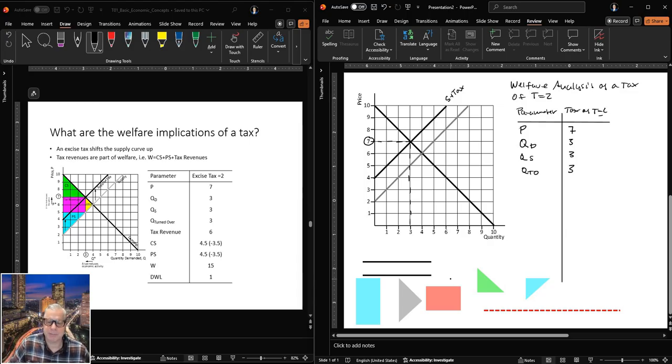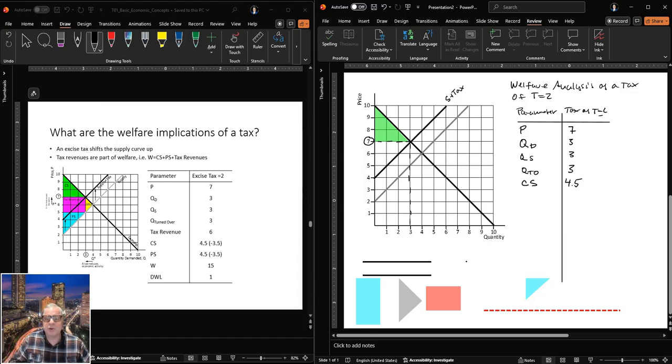Okay, so the consumers, they pay 7, and again, consumer surplus is everything below the demand function and above the equilibrium price all the way to the quantity turned over. So this area is consumer surplus. So how big is this green area? Well, height 3, base 3, 3 times 3 is 9, 9 over 2 is 4.5. So consumer surplus is 4.5.